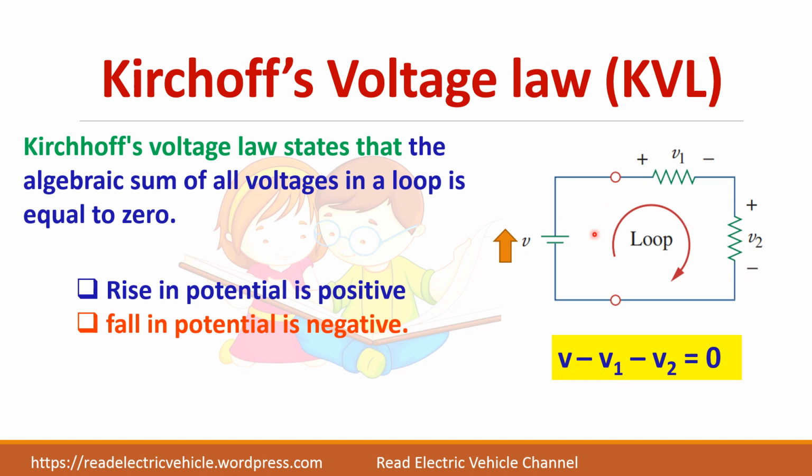So when I write the whole equation, I am starting from this point. So it is rise in potential minus fall in potential minus fall in potential is equal to 0. This sign convention is very important because if you change the polarity, the whole equation becomes wrong. When you move from negative to positive, it is considered positive because it is a rise in potential. When you move from plus to minus, it is minus V1 because it is a fall in potential.